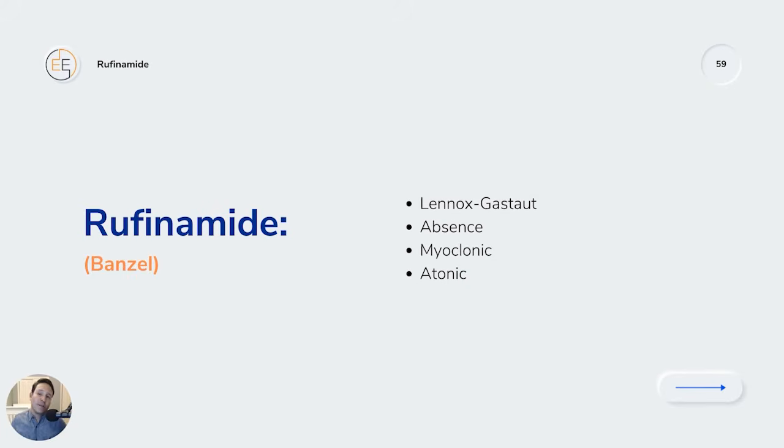Okay, so next we have rufinamide. Now, rufinamide was approved in the United States in 2008 to be an adjunctive medication, or an add-on seizure medication. This ASM is very helpful when combined with other medications to treat Lennox-Gastaut syndrome or Lennox-Gastaut-related seizures. It's useful in absence. It's useful in myoclonic and atonic seizure types.